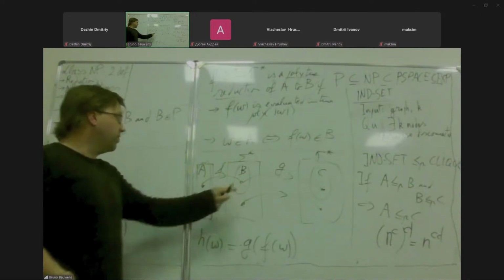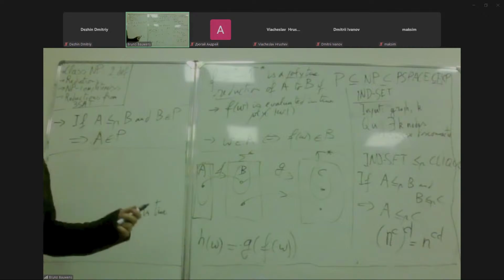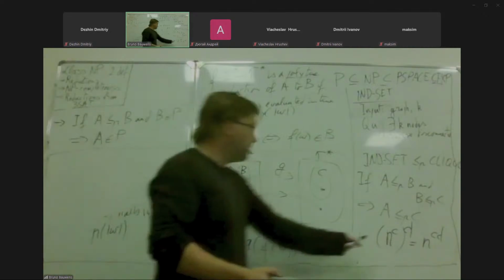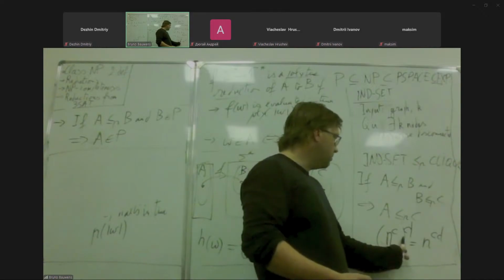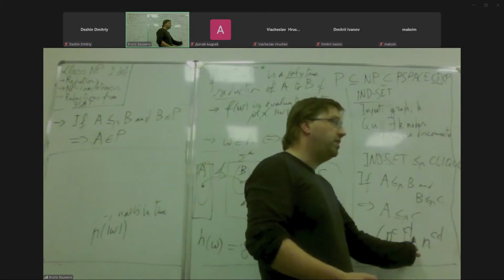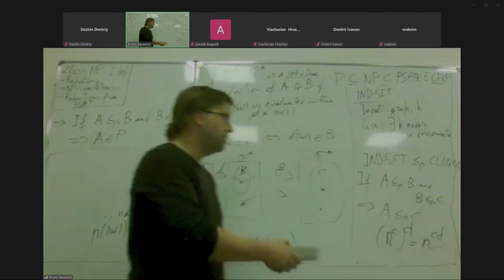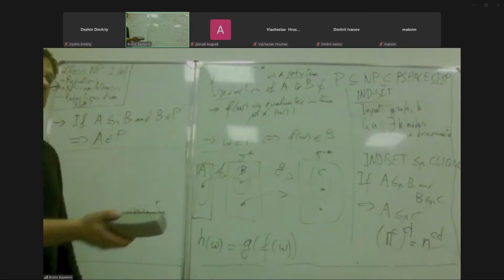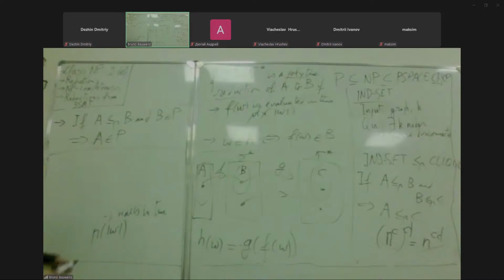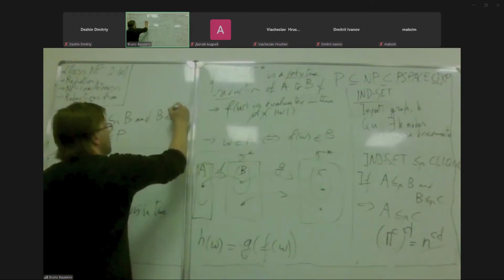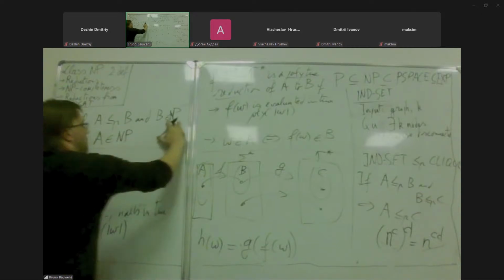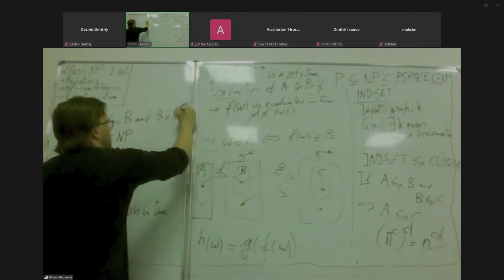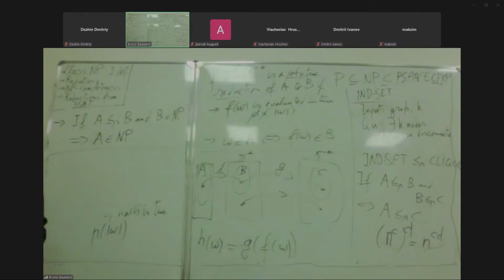For the runtime of the combined procedure, we have a similar trick. We run the reduction, and then if the decider runs in input length to the power d, the combined decider is n to the power c times d. The same is true for NP: if B is in NP, then A is also in NP. So why is this true?